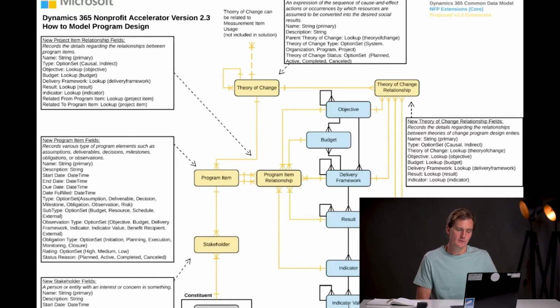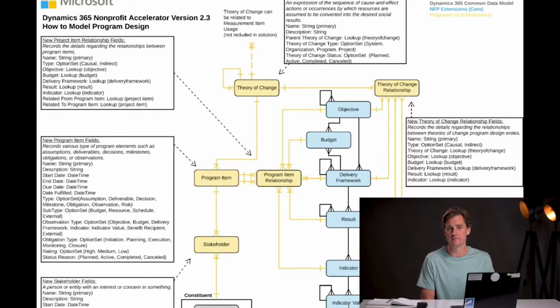So the blue entities start with objective. These are the highest level objectives of the organization. They might be things like global health, good health and well-being, access to education, eradicating poverty. Think of these as the big goals you see at the top level navigation on the website.